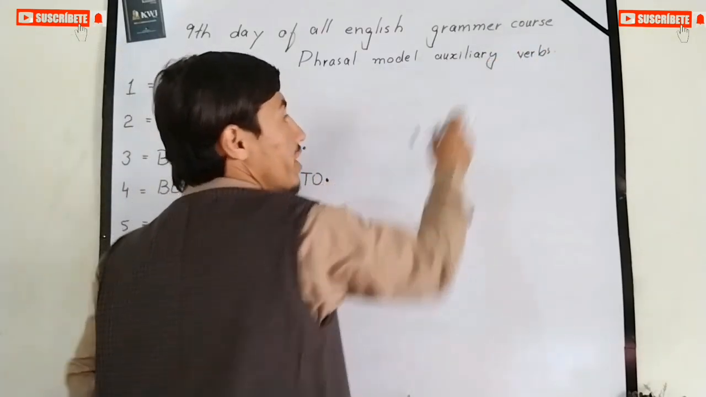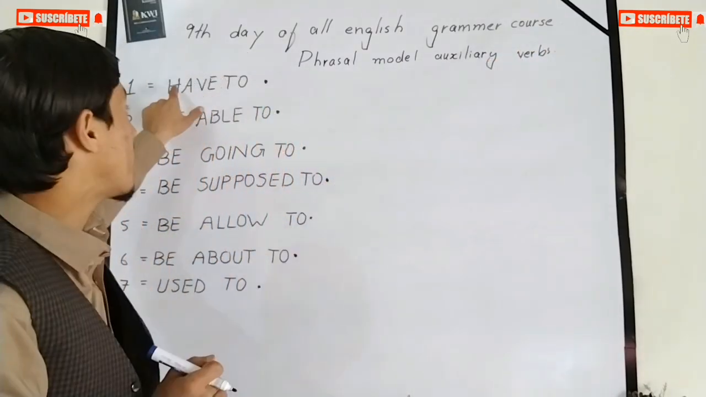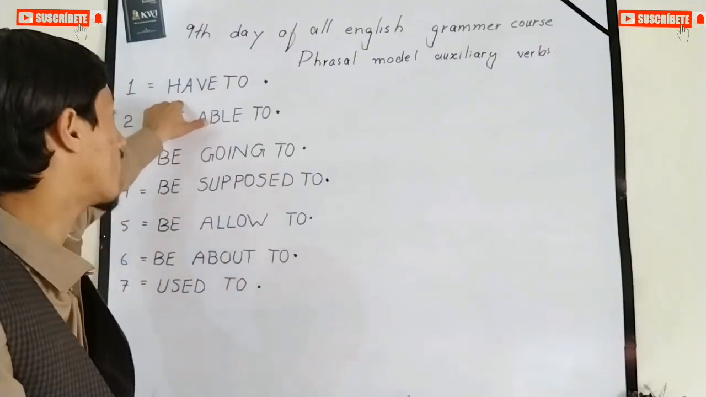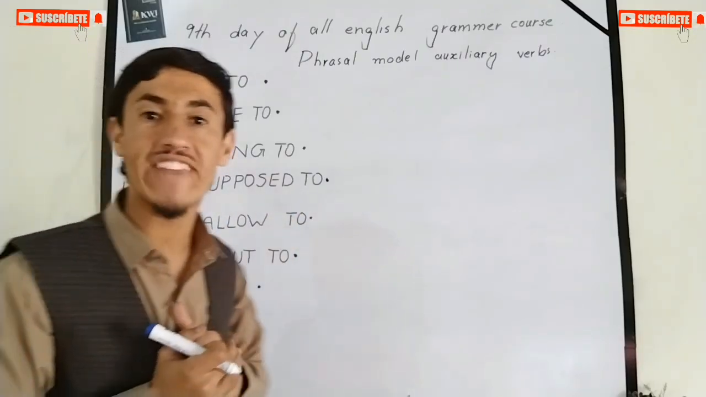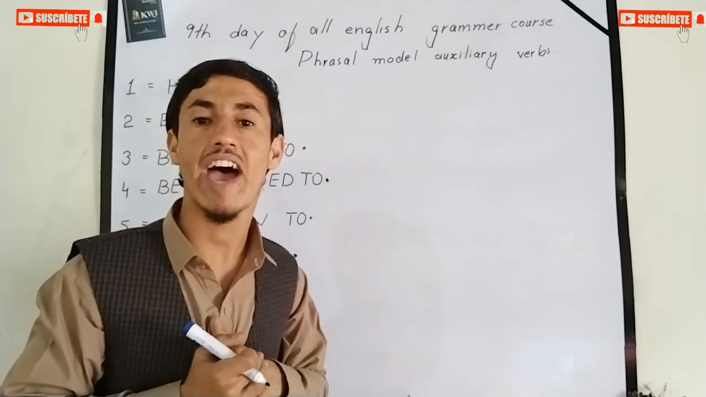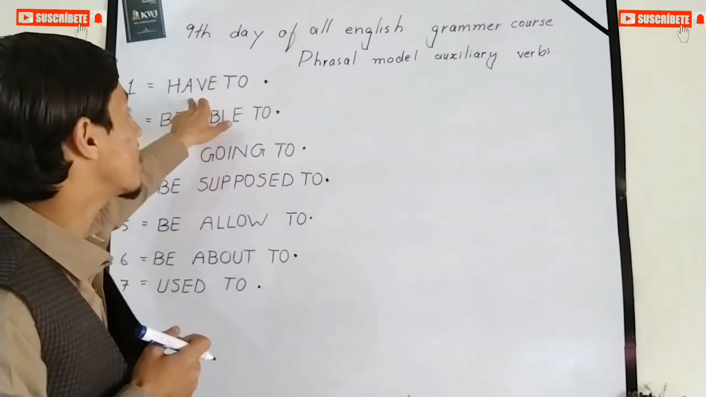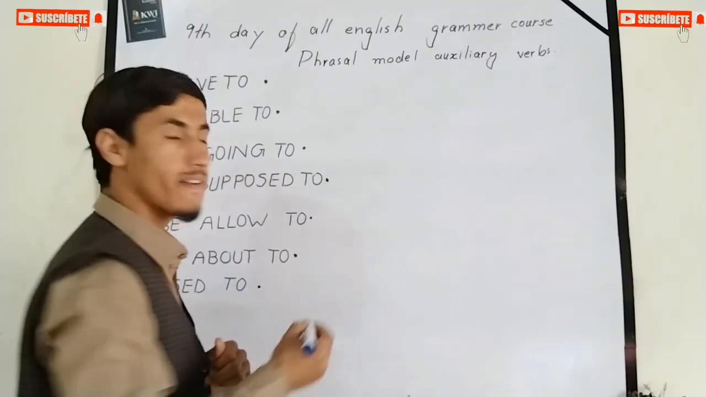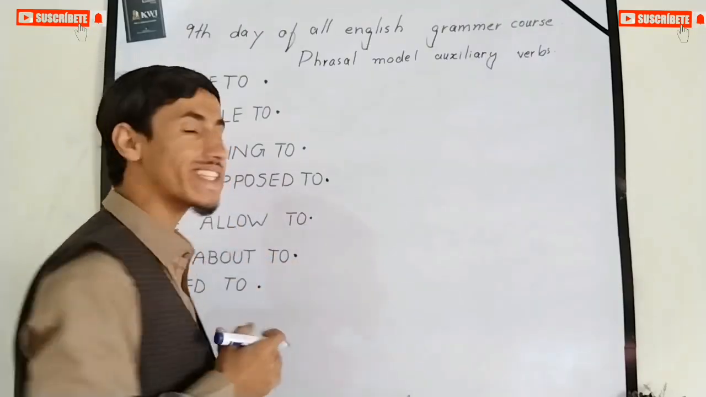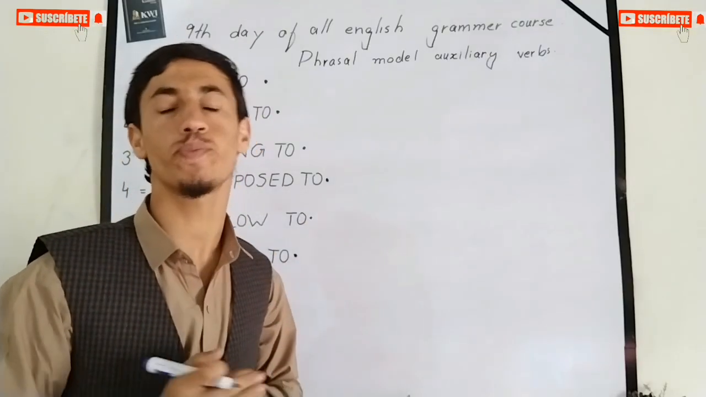Phrasal modal auxiliary verbs, dear learners. The first phrasal modal auxiliary verb is have to. We pronounce this word like have to, but it should be written like this: have to. And what's have to used for?